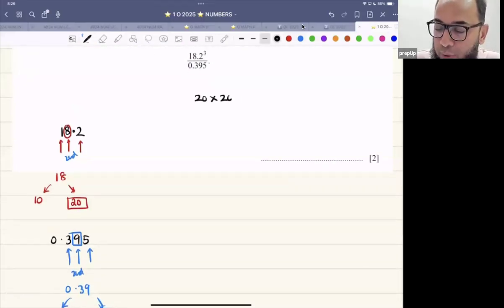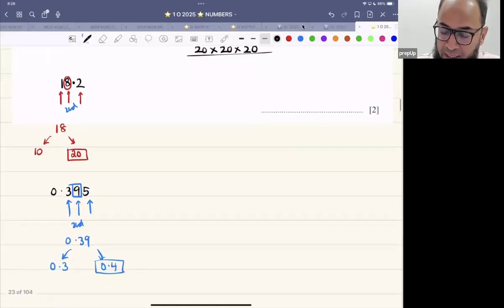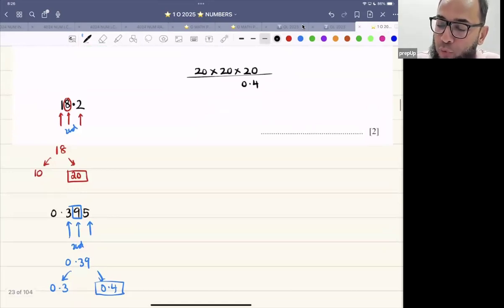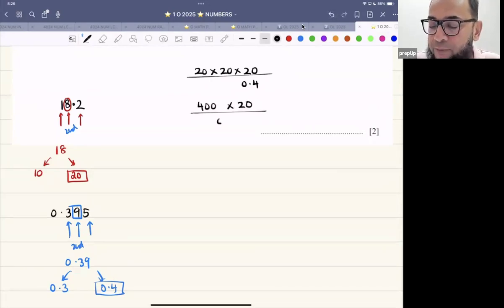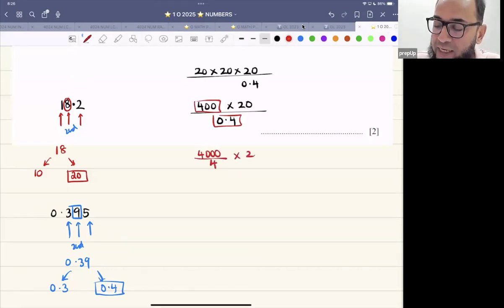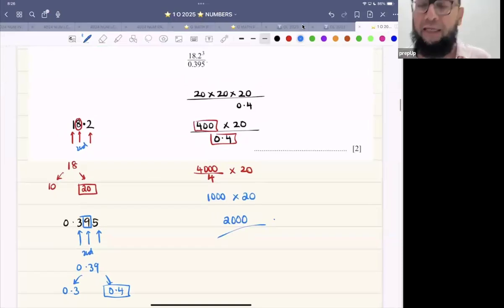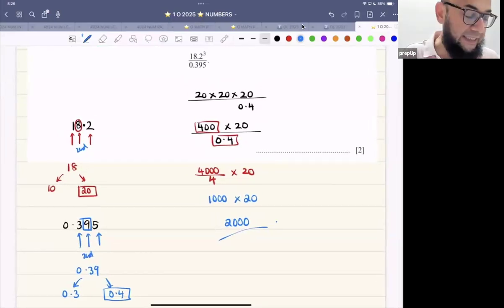That is 20 into 20 into 20 divided by 0.4. So now 20 into 20 into 20, write this thing as 400. Write this thing as 20. Write this thing as 0.4. 400 over 0.4, isn't that 4,000 over 4 into 20? Yes, it is. So 4,000 over 4 is 1,000 into 20. That comes out to be 2,000. Now just have a good look at the working and then let me know, does it make sense?